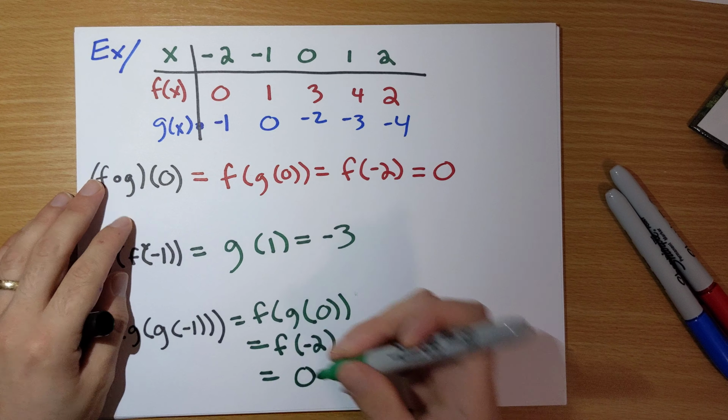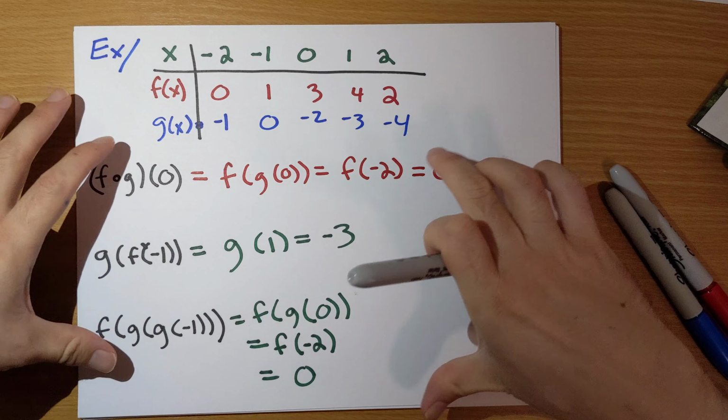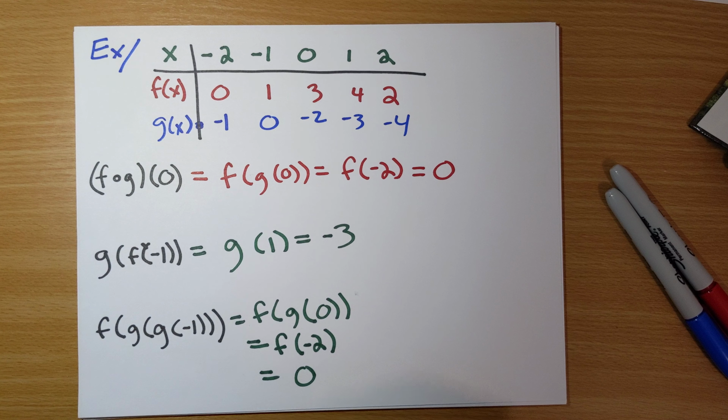So that is how we use this kind of table. We're giving you information on a need-to-know basis with this table. I'm just giving you enough information to be able to determine what's going on here. So this is doing composite functions with a table.